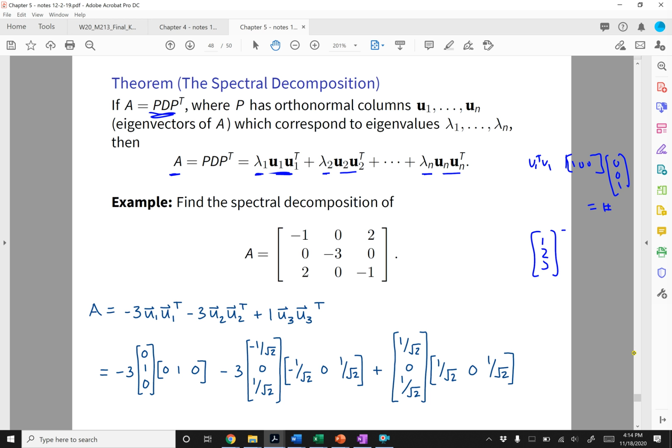Let me do 1 2 3 times 1 2 3. What we get out here is a column of numbers multiplied by a row of numbers, so we get a full matrix. We get 1 times 1, then 1 times 2, which is 2, then 1 times 3, which is 3. Then 2 times 1, which is 2, 2 times 2, which is 4, 2 times 3 is 6. 3 times 1 is 3, 3 times 2 is 6, 3 times 3 is 9. So the way this is set up, U times U transpose, you get an n by n matrix if you have n entries in your vector.